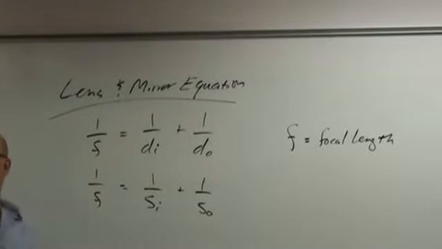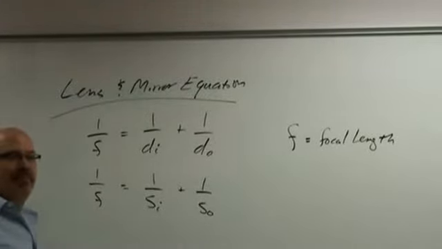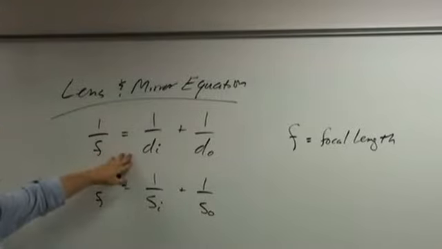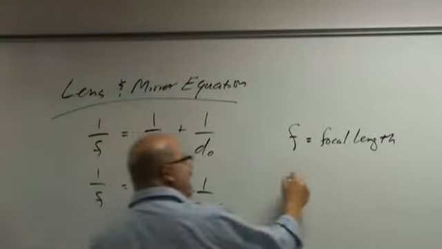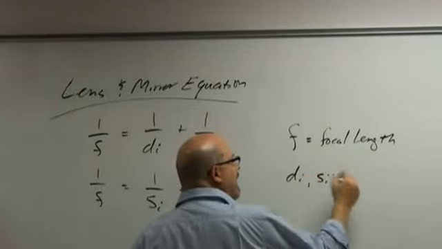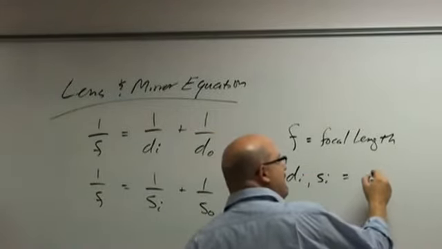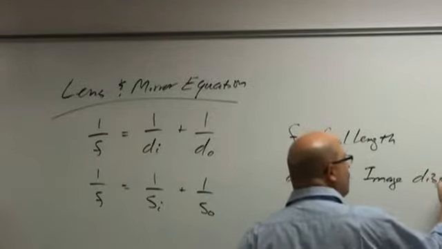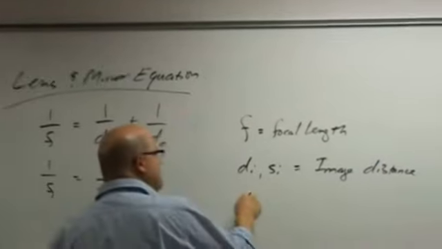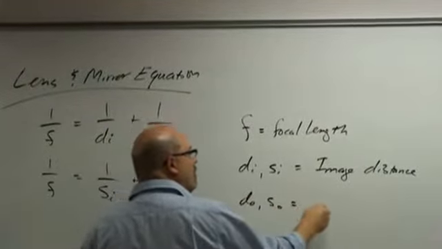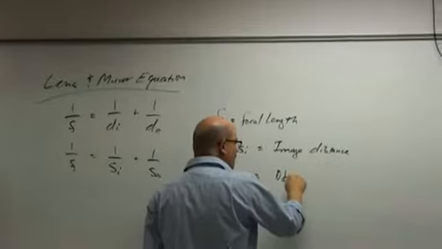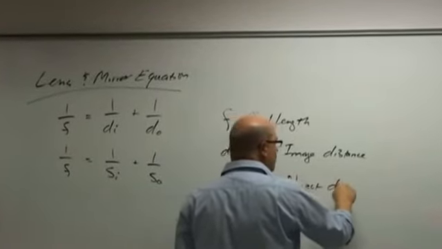It'll work too if you have parabolic lenses or mirrors. Yes, ma'am. What's n? All right, hang on, we'll get there. Let me finish this one first. f is focal length. di or si equals image distance. do or so equals object distance.